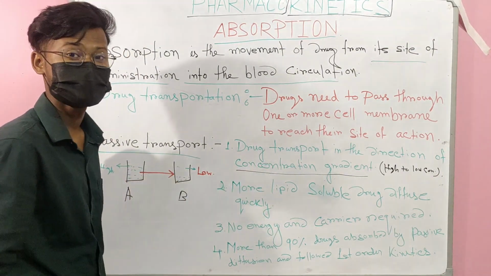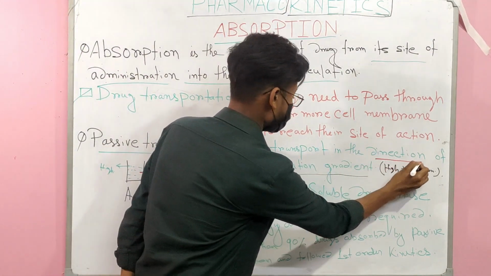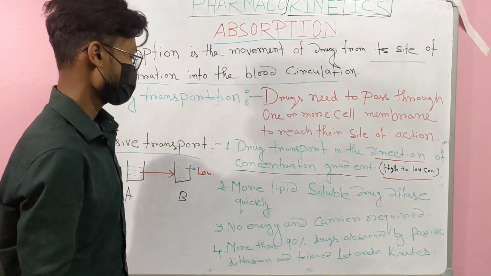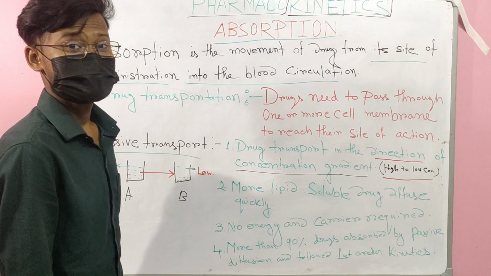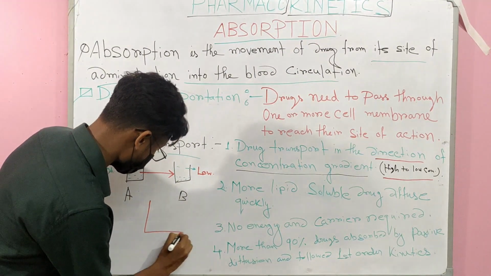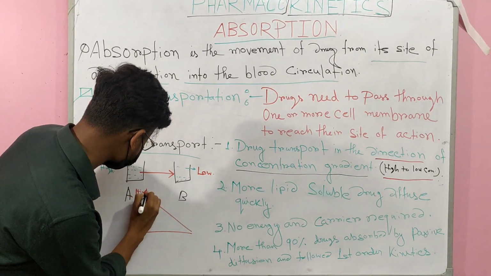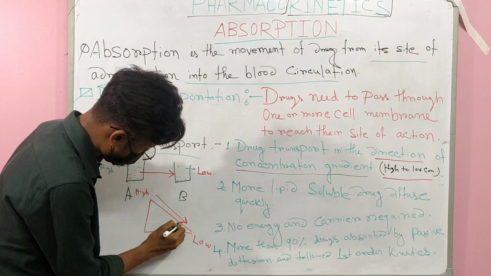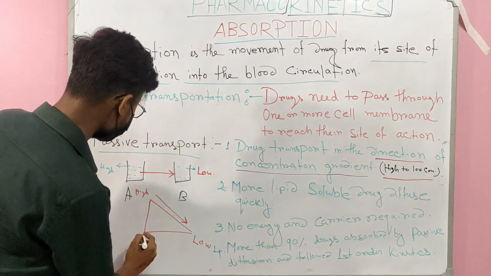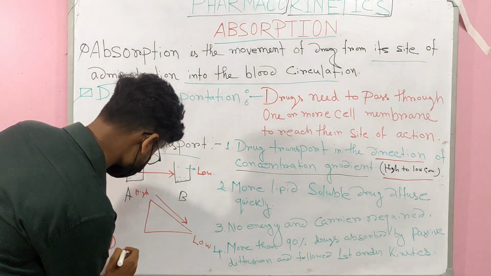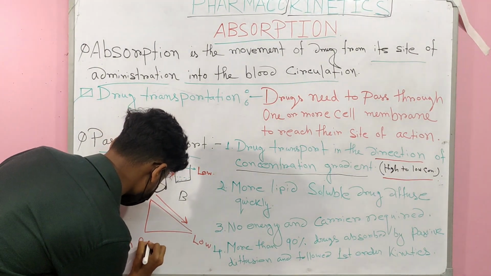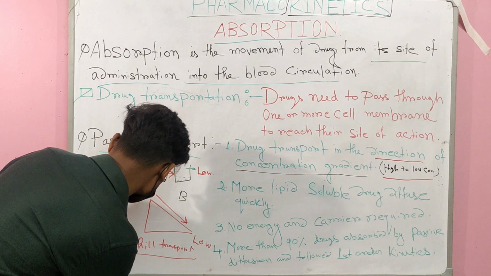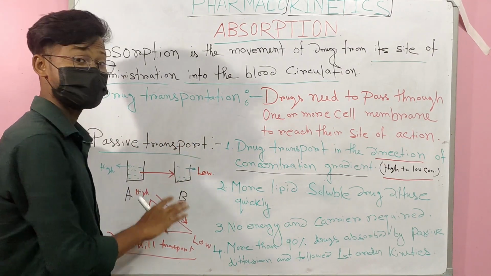In passive transport or passive diffusion, the drug is transported in the direction of the concentration gradient, from high concentration to low concentration. It is also known as downhill transport. Here the concentration is high and here the concentration is low, and the movement of drug is high to low. For this reason, it is also called downhill transport, another name for passive transport or passive diffusion.